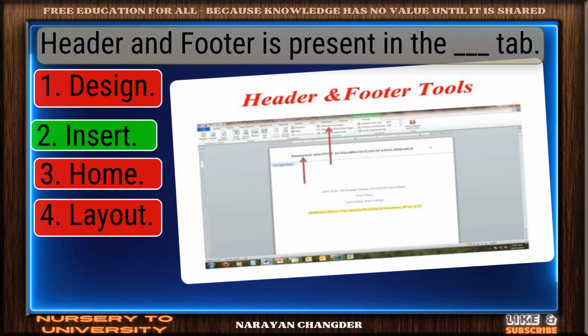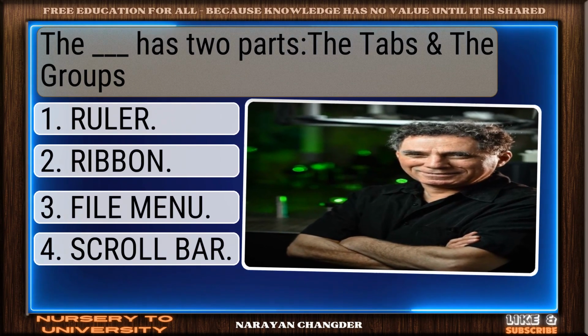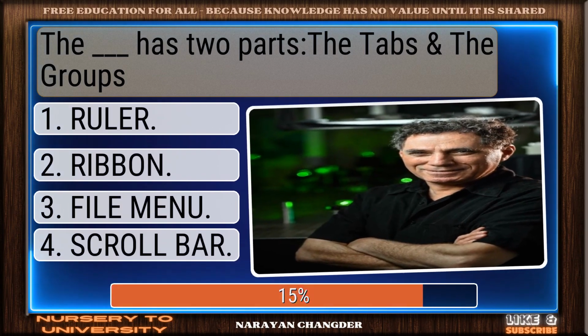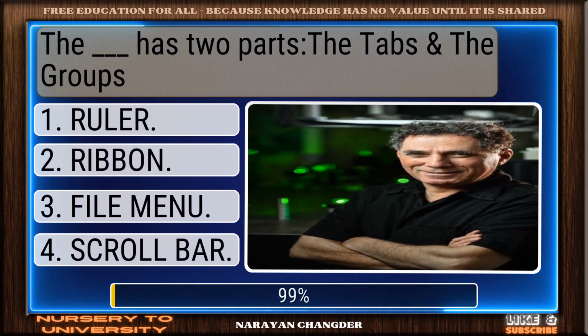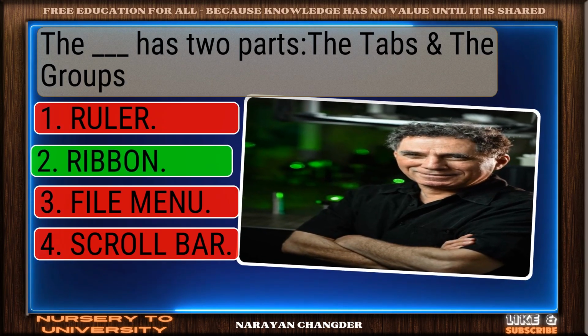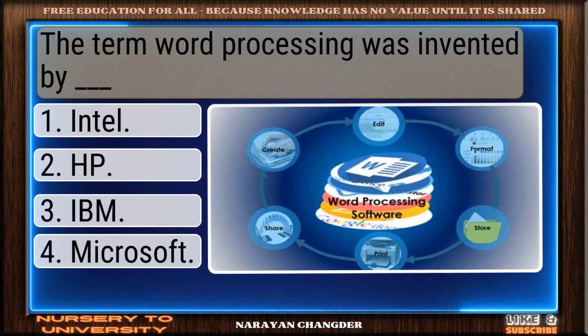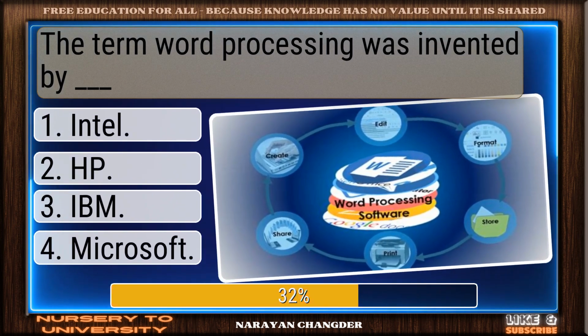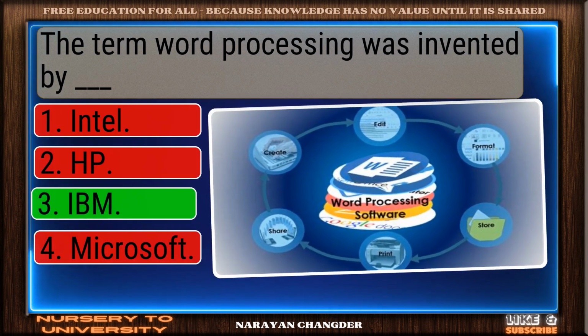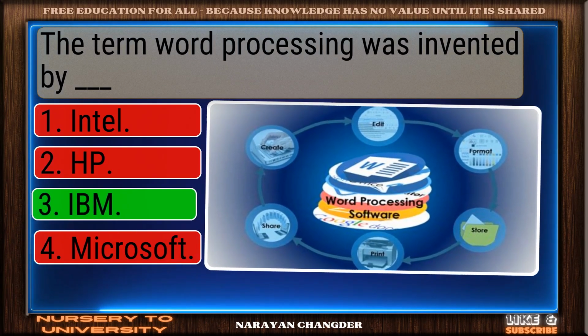Nicely done. Insert is a solid answer. The Dash has two parts, the tabs and the groups. Exactly. Ribbon makes sense, and it is the right choice. The term word processing was invented by Dash. Excellent choice. IBM is the right answer.